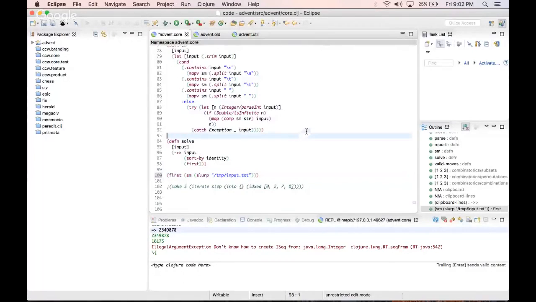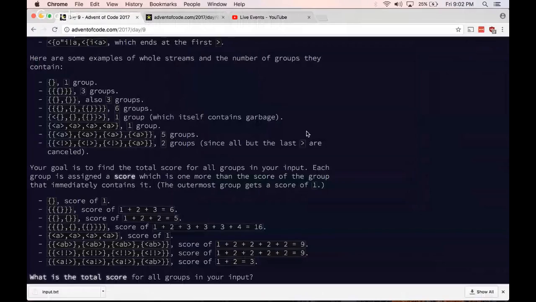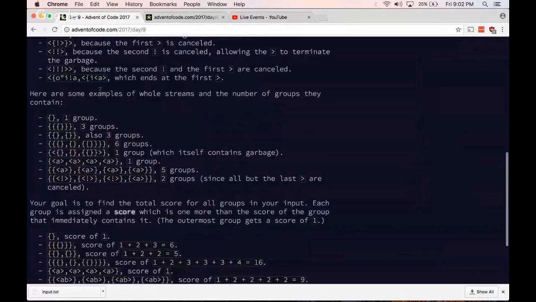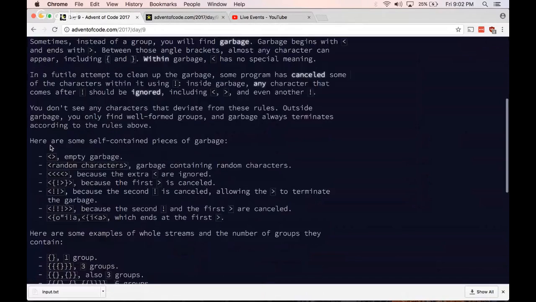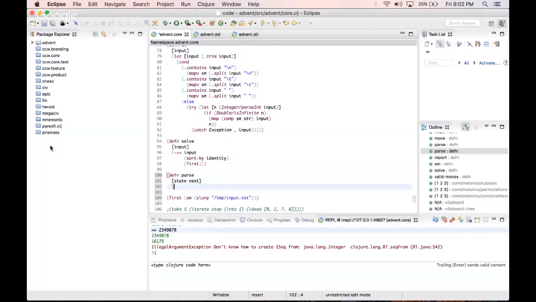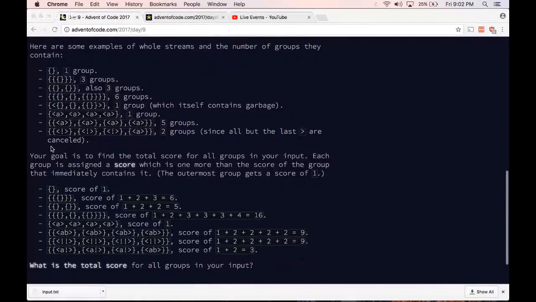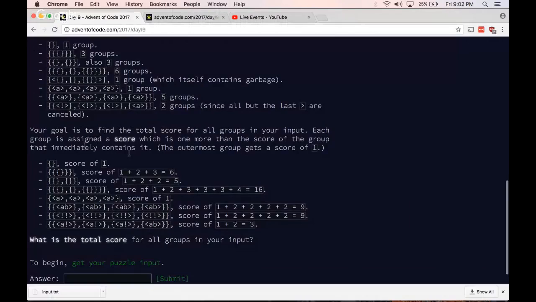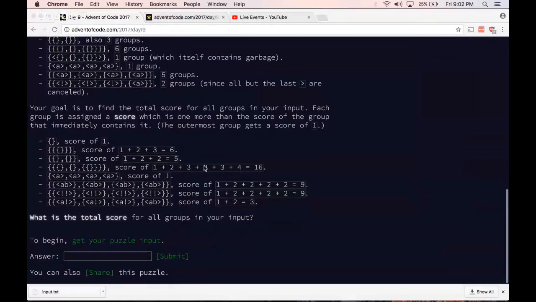All right. So what we need is a parser here. We have some kind of state, and some kind of next parser here. So let's figure this out. The states that we can be in, I think, are a group state, a garbage state, or a bang state. And then what we care about is the total score. Or we could be in a none state.